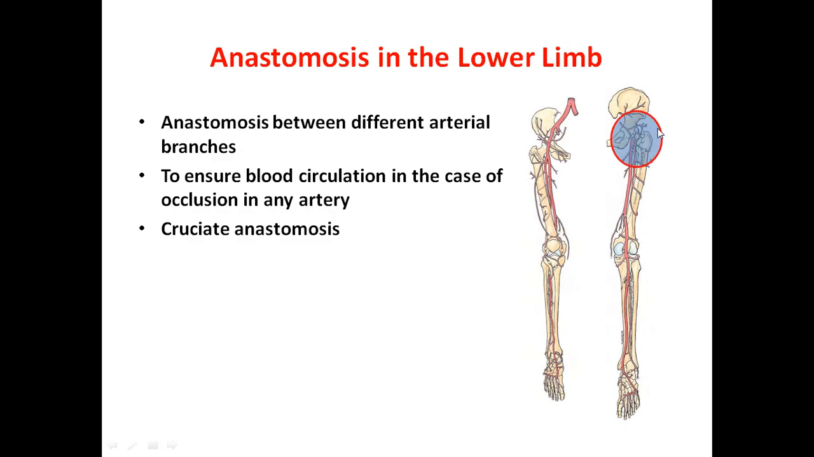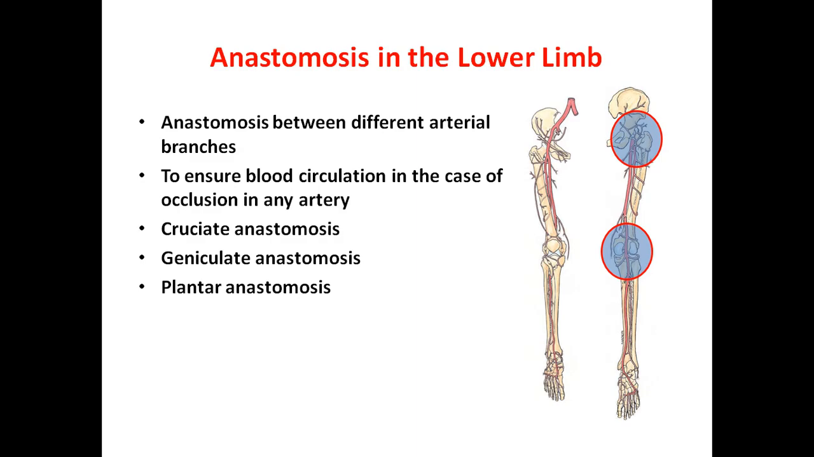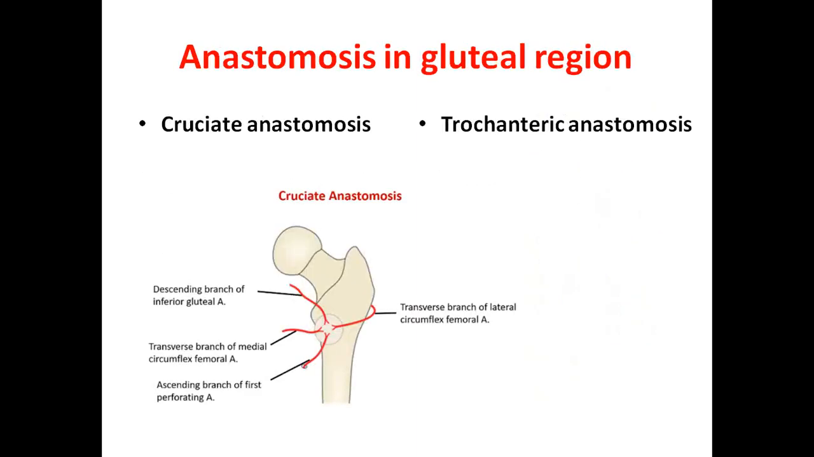In the gluteal region of the hip joint area, we have cruciate and trochanteric anastomosis. In the knee joint area, we have the geniculate or genicular anastomosis. In the ankle joint, we have malleolar anastomosis. In the sole of the foot, we have plantar anastomosis. Let's move on one by one.